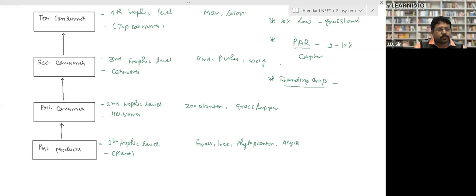Is it clear? So energy flow is clear. Function of ecosystem. Tell me if you have any doubt, please ask me. Clear, sir. Okay, now the next one is ecological pyramids.